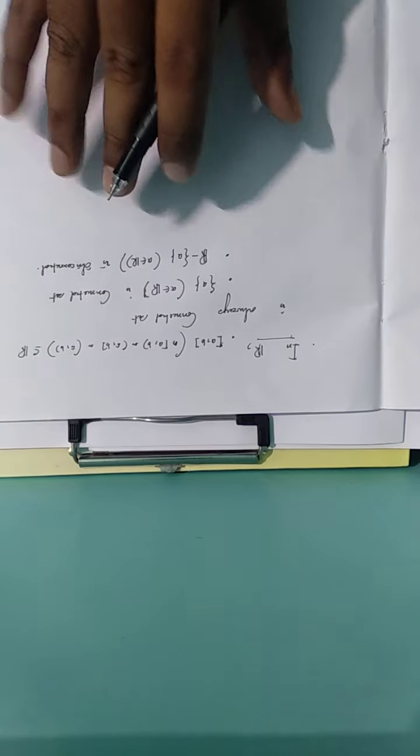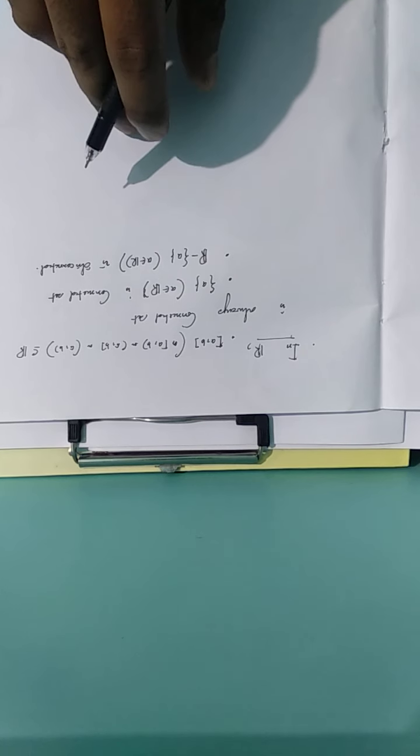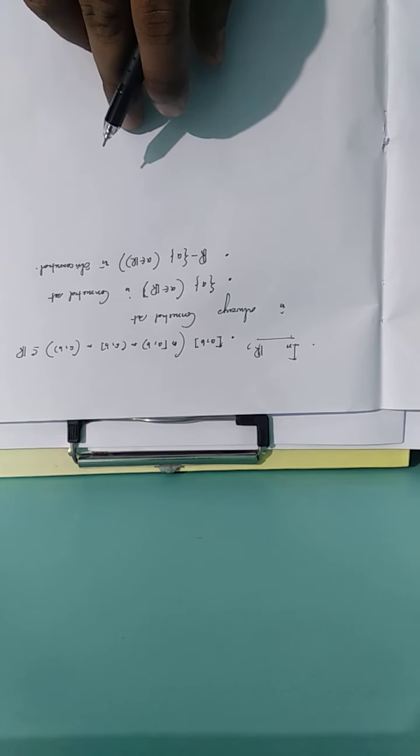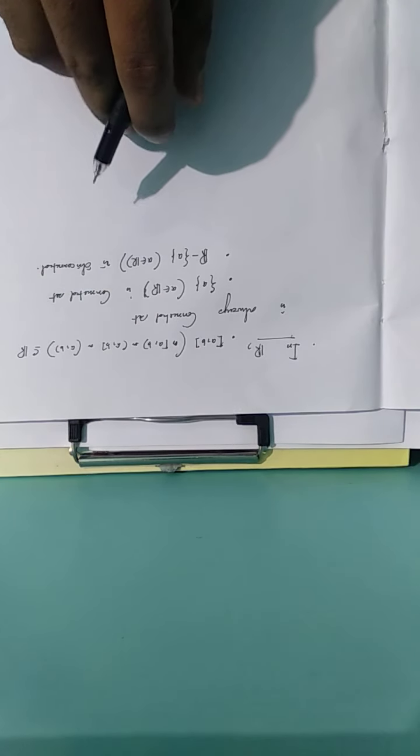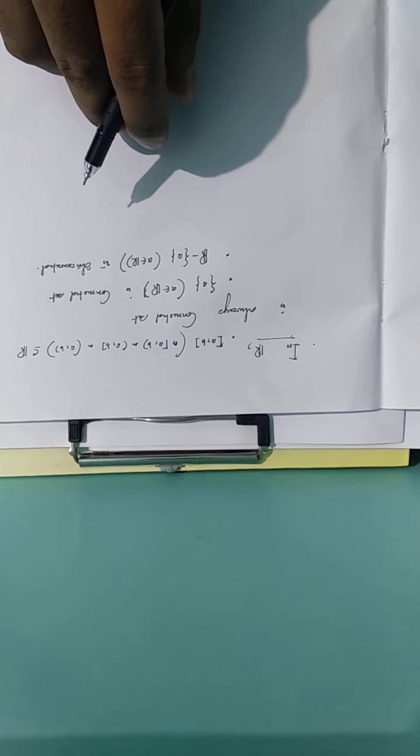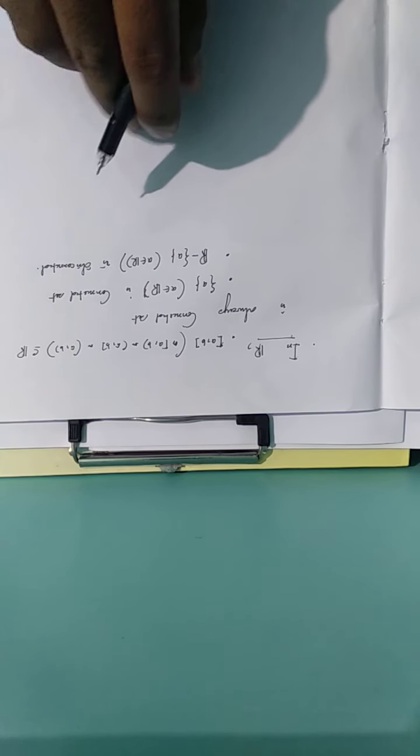And the metric space where R is a metric space is called the usual metric space. And here the metric d is defined, d(x, y) equals modulus of x minus y.